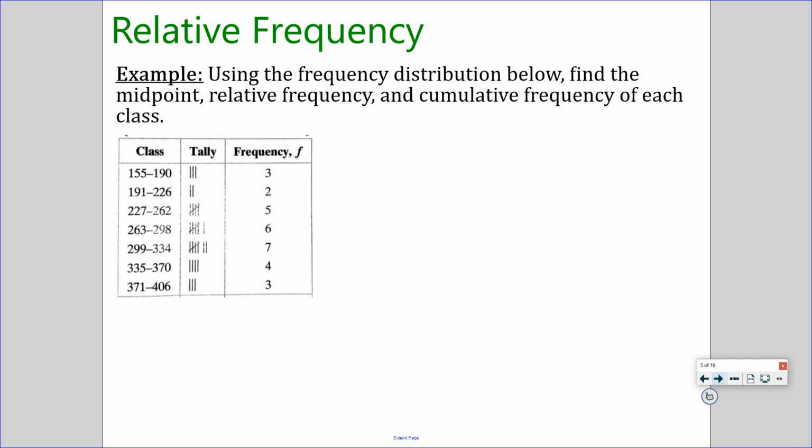All right. So I don't know exactly what this was measuring. The 155 to 190. I don't have the background on that. But here's just an example of a frequency distribution. And these classes are over an interval here. So from 155 to 190, it occurred 3 times, whatever they were measuring. I'm trying to think of something that would even make sense that would range from 155 to 406.